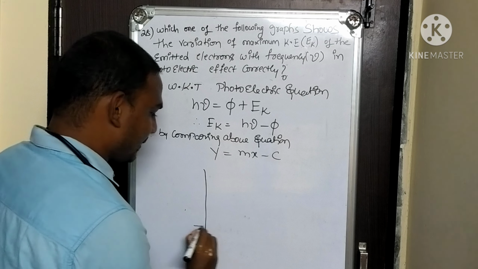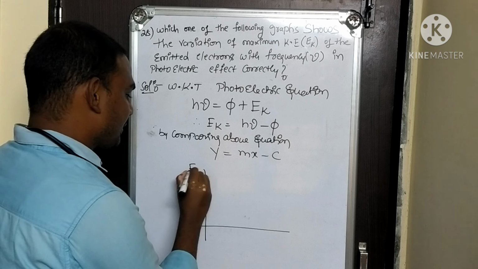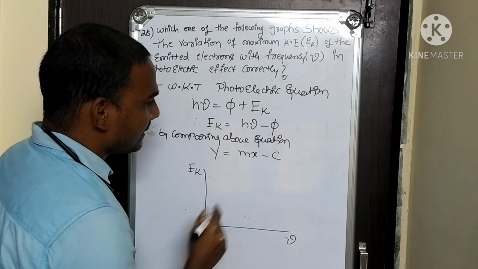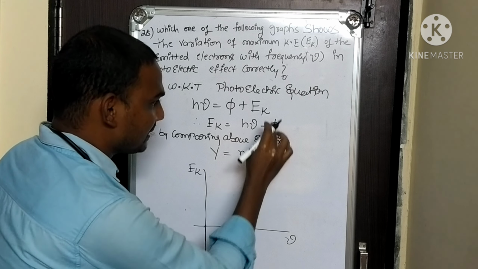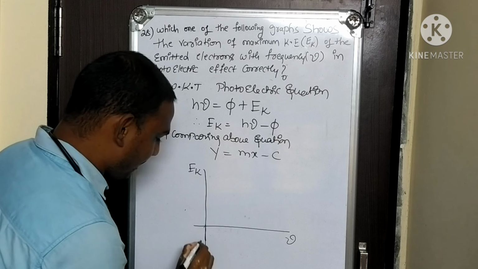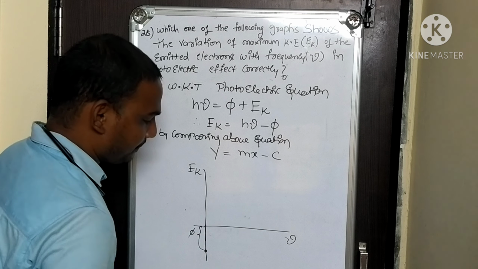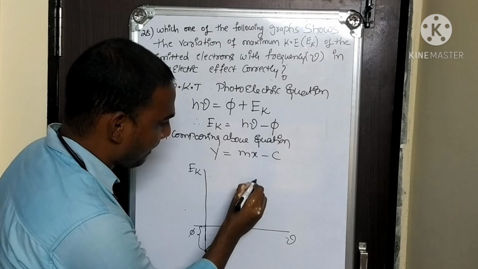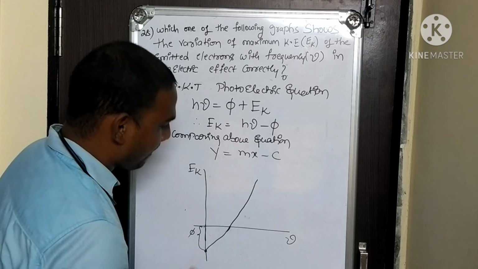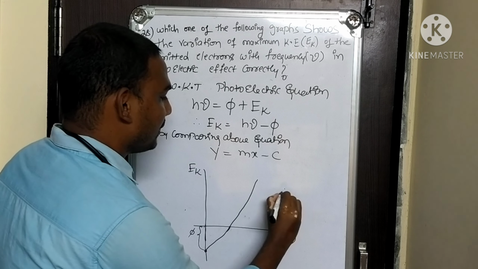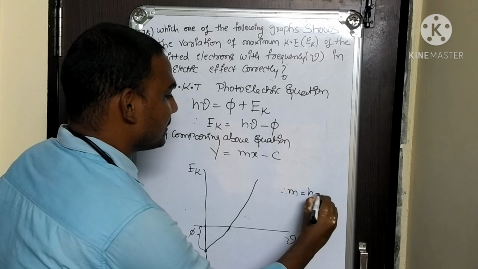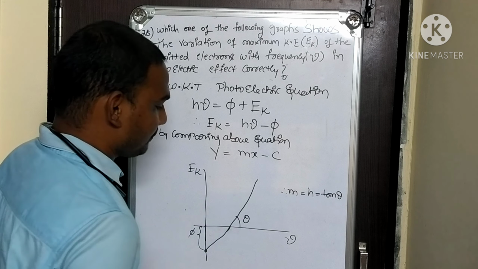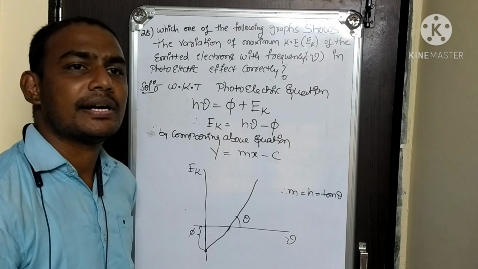So from the diagram, the y-axis represents Ek and the x-axis represents frequency. Next, here c is a constant, which represents phi. M represents the slope. So we connect like this. Therefore m is equal to h, that is equal to tan theta. So this is the angle theta. Okay, I hope I answered this question.